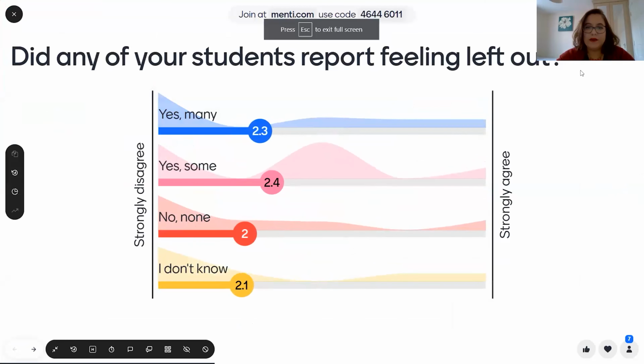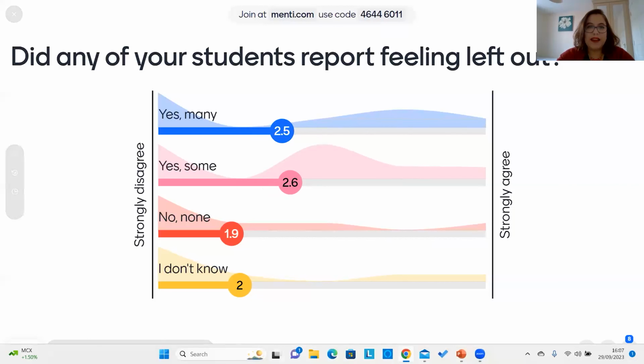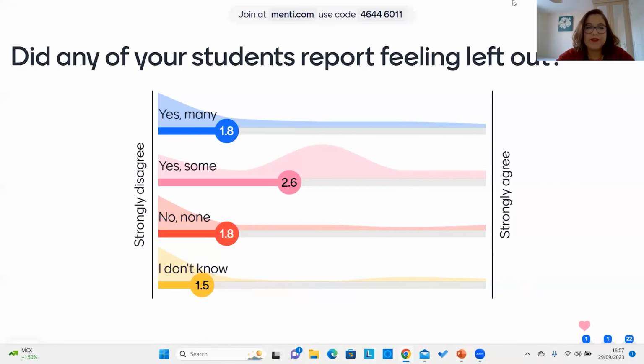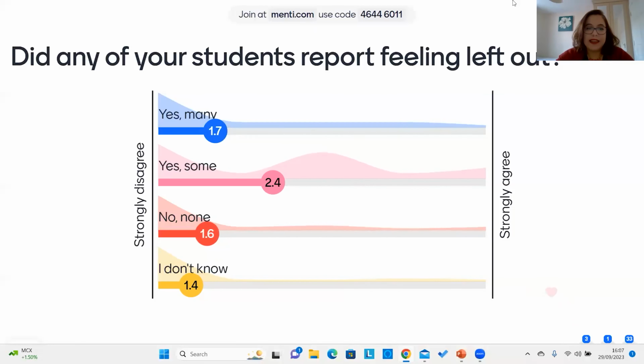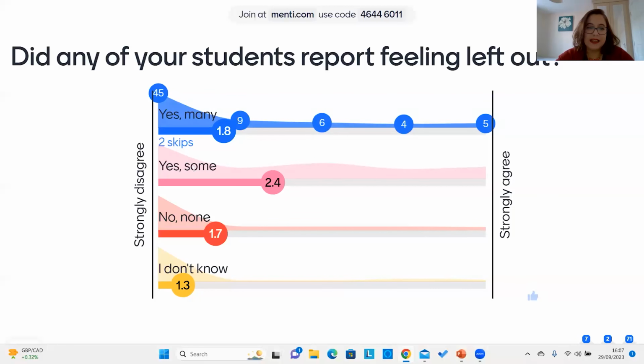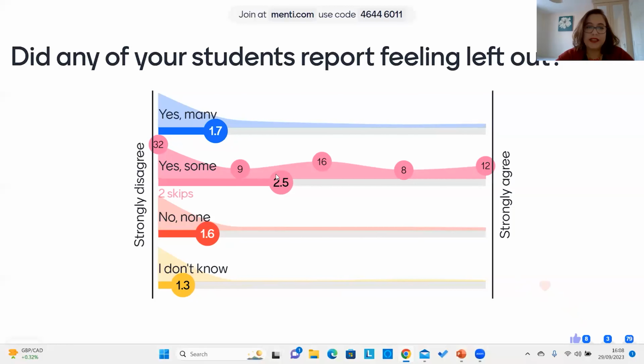Here we go. Oh, we start seeing responses already. So did any of your students report feeling left out? Have you maybe observed them feeling left out? And I can see that a lot of you are reporting that, yes, you've identified students that maybe have felt excluded from the environment, the learning environment where they are studying. I can see that the majority of you are responding yes.